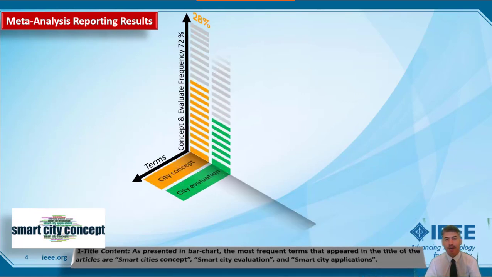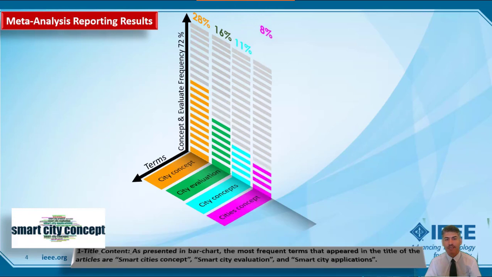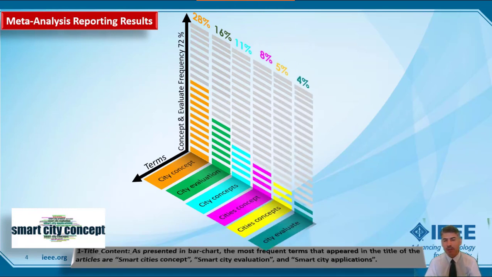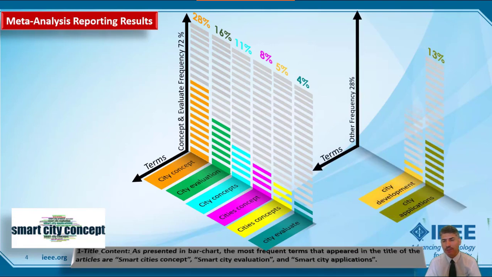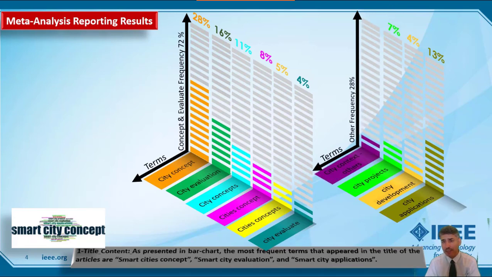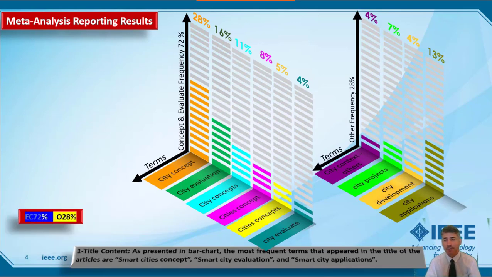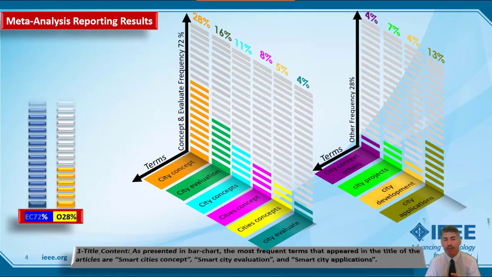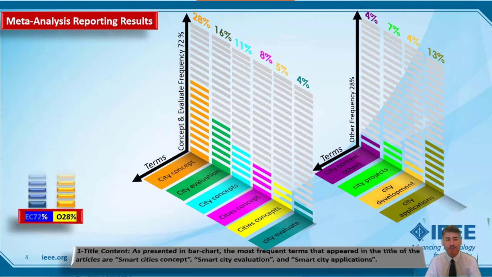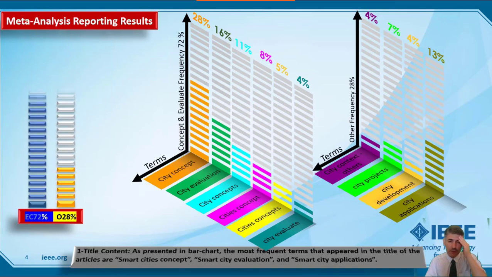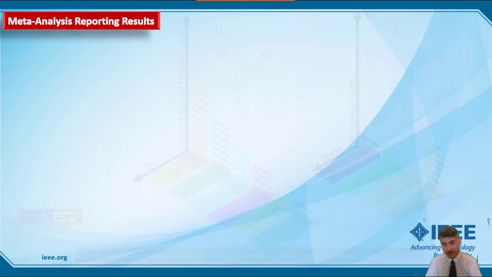We see from the bar chart there is city concept, there is city evaluation, and city concept is cities concept. It means all terms have a relationship with our keywords. The other articles included in our download have other terms like city context, city projects, city developments, city applications. But the ratio of articles with our keywords concept and evaluate is higher than the other terms. If we compare the titles of articles with concept and evaluating, it is a higher percentage, 72%, than the other articles. This gives us good feedback for our research and our result.